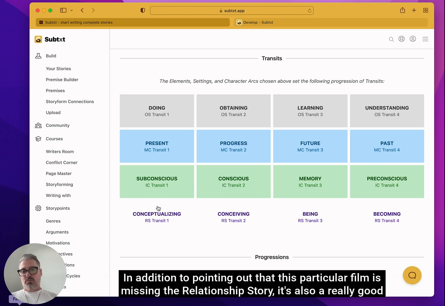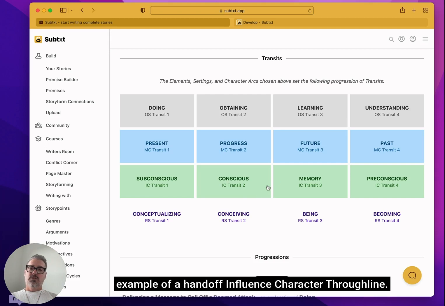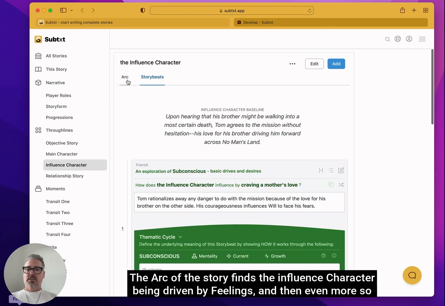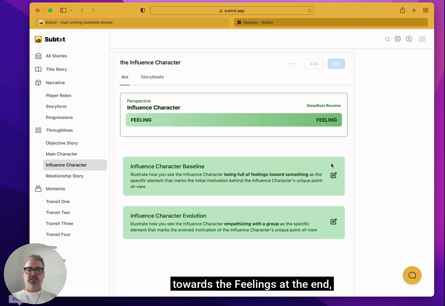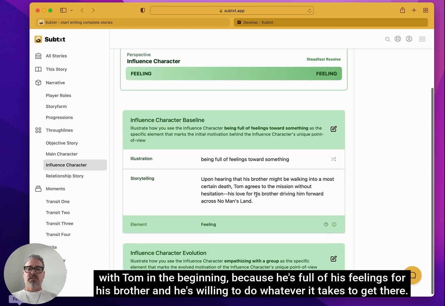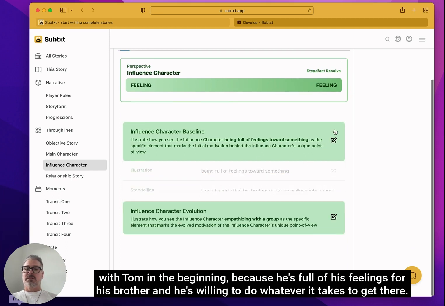In addition to pointing out that this particular film is missing the relationship story, it's also a really good example of a handoff influence character through line. The arc of the story finds the influence character being driven by feelings, and then even more so towards the feelings at the end. With Tom in the beginning, because he's full of his feelings for his brother and he's willing to do whatever it takes to get there.